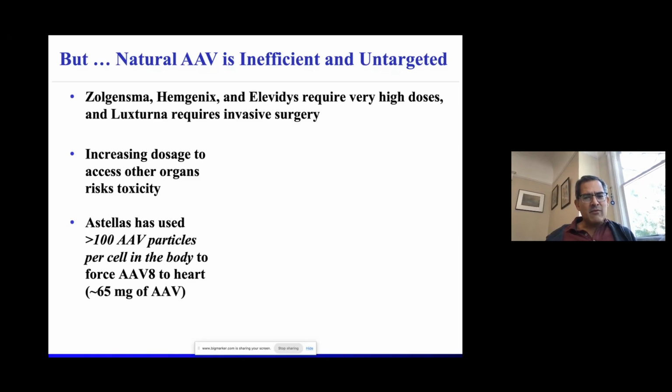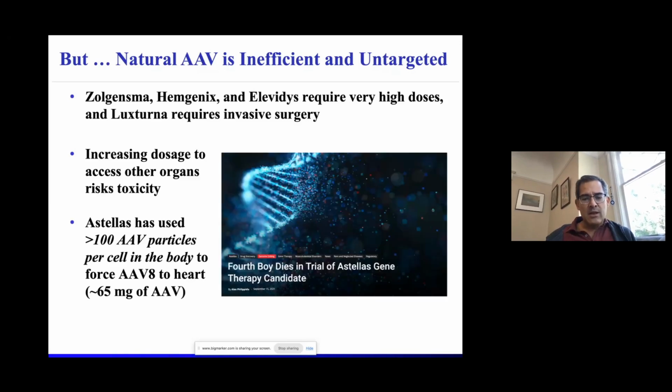So AAV is a very stealthy virus. It's non-pathogenic. But if you get to the stage where you're delivering 65 milligrams of antigen to a patient, the immune system unfortunately begins to notice this. There were unfortunately well-known fatalities. 4 boys were lost in that clinical trial as a result of immune responses in the liver.